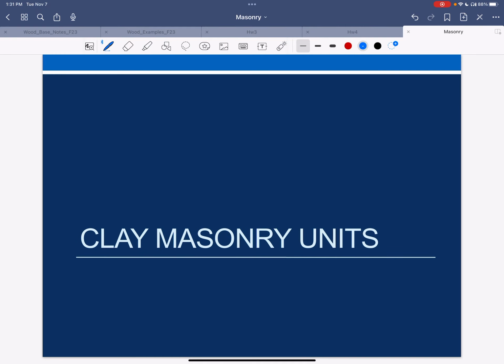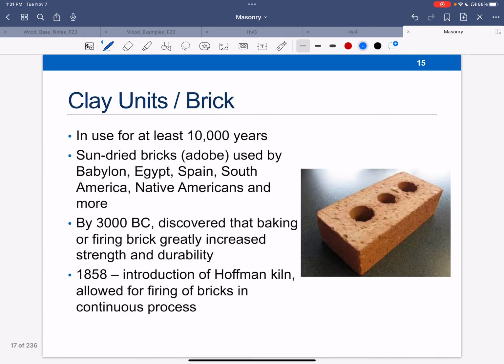All right, I'm going to go ahead and keep going here and do clay masonry units. So bricks or clay, these have been used for a long, long time, over 10,000 years. They had started with sun-dried bricks or adobe. They then discovered by around 3000 BC that you could bake or fire the brick, which increased its strength and durability. And here's something that's very fire resistant because it's actually made by firing.